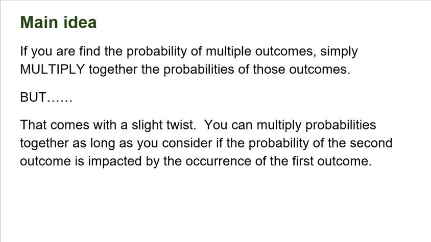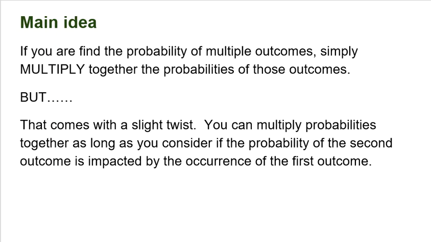All right, and one more main idea here. This is really simple. I want to try to make this as simple as possible. If you are finding the probability of multiple outcomes, I need this to happen, and then this, and then this, and then this, and then this, simply multiply the probabilities of those outcomes. It's that simple. But that does come with a twist.